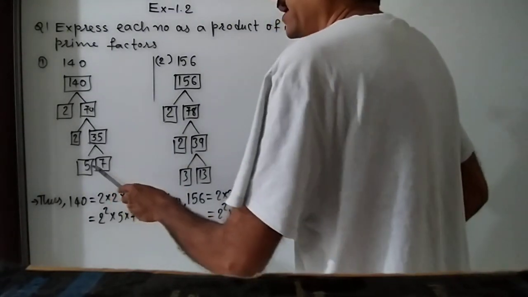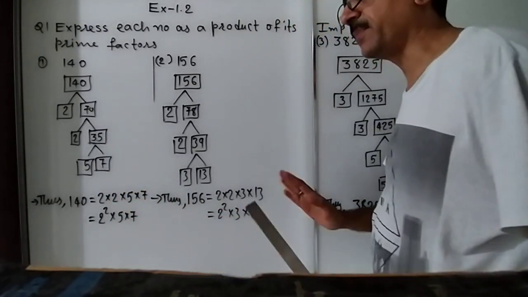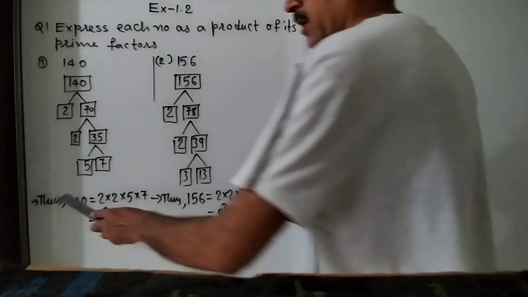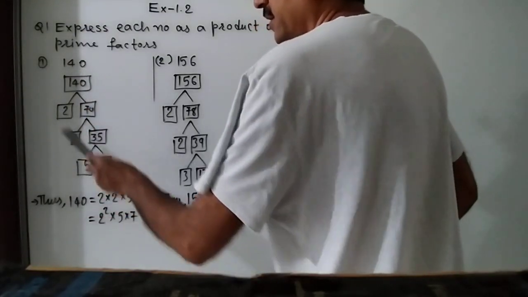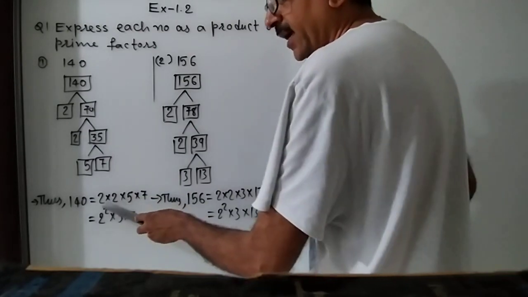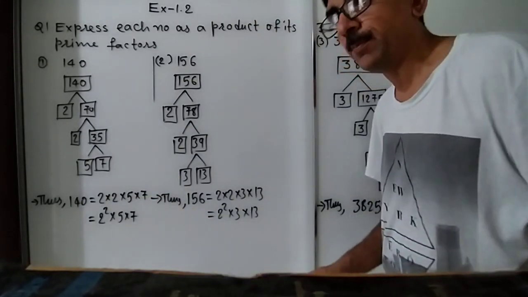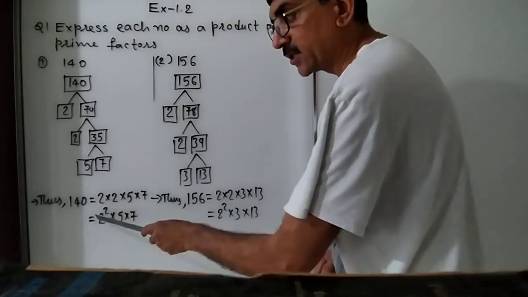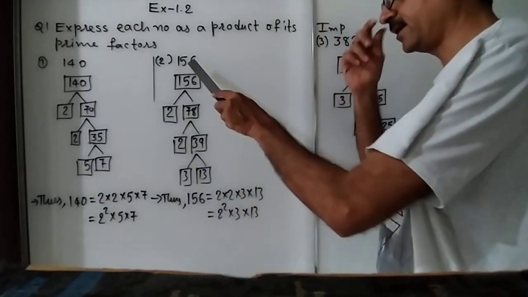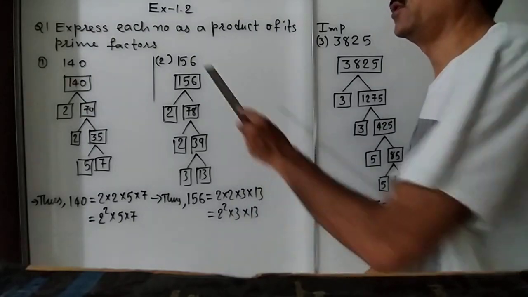Okay, after getting the final both factors prime numbers, here the splitting comes to an end. Thus 140 is equal to 2 into 2 into 5 into 7. Express in the power form. 2 repeats 2 times, so 2 square, 5, 7. Okay, let's see the second one.